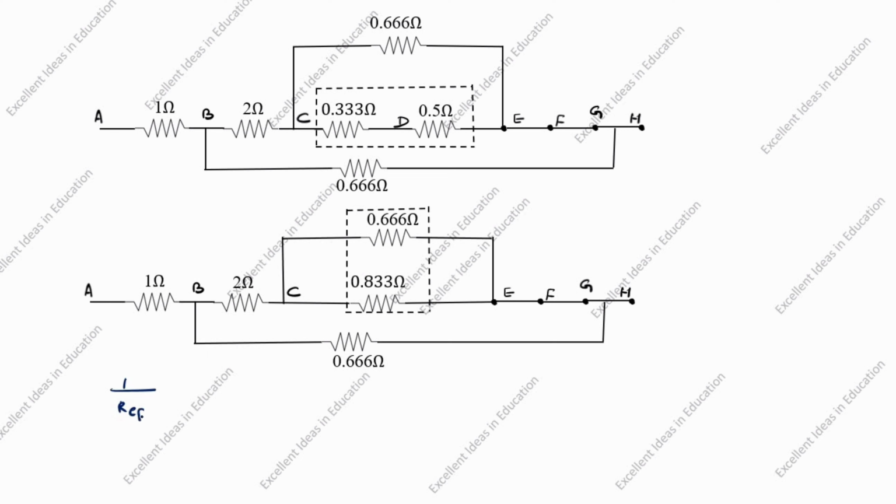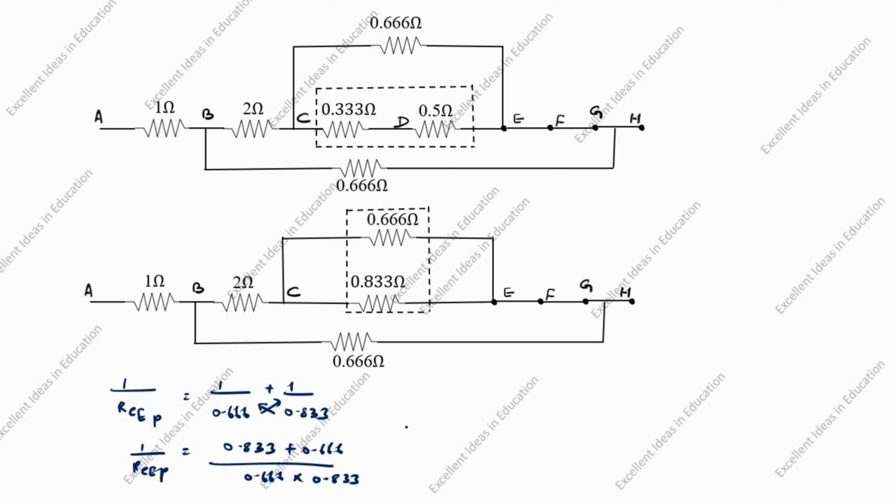1 by RCEP is equal to 1 by 0.666 plus 1 by 0.833. Cross this and this. 1 by RCEP is equal to 0.833 plus 0.666 divided by 0.666 into 0.833. We will calculate only RCEP. 0.666 into 0.833 divided by 0.833 plus 0.666.